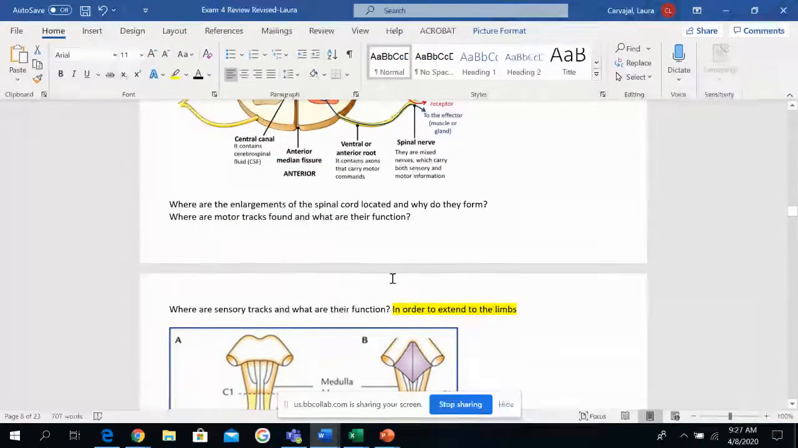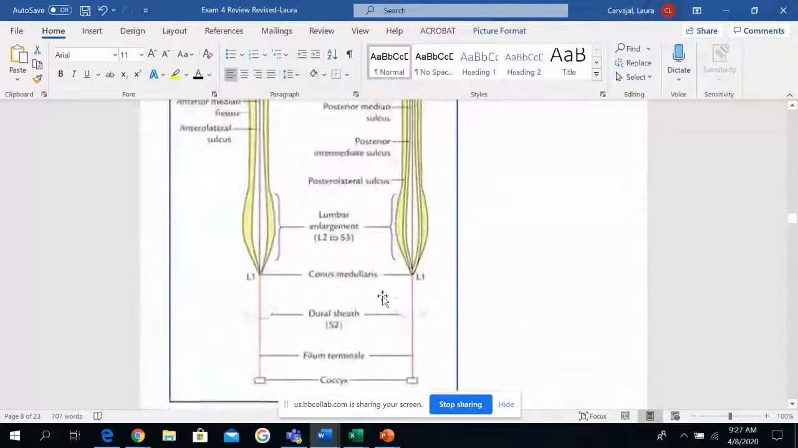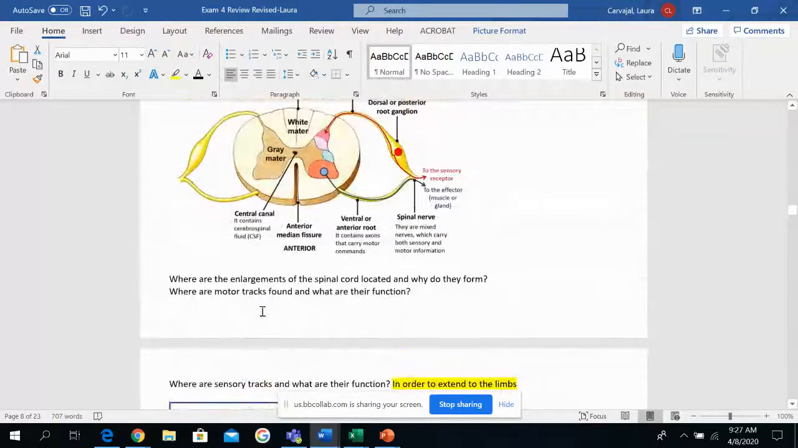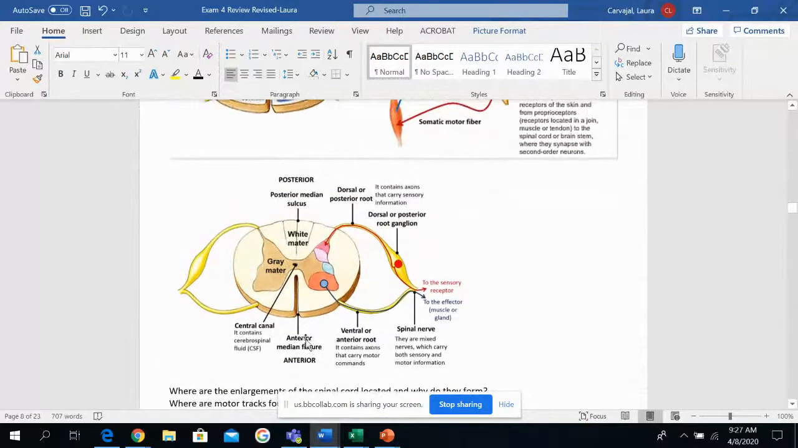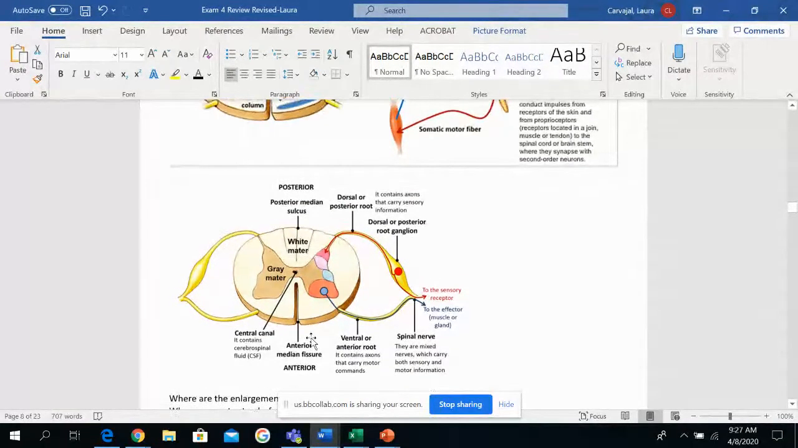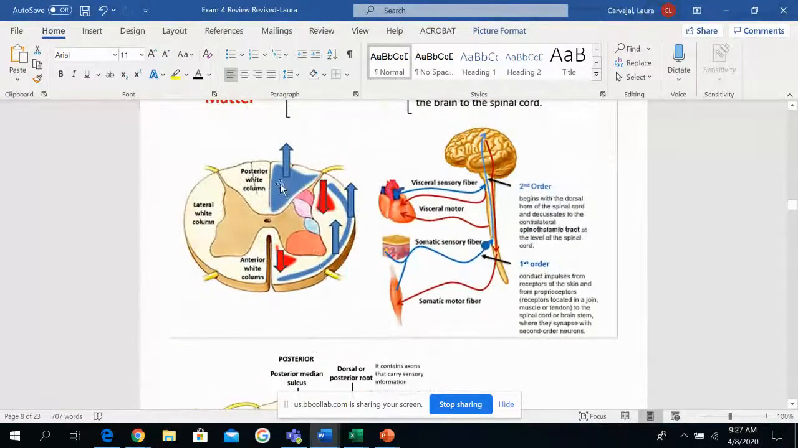Where are motor tracts found and what are their function? Where are sensory tracts found and what are their function? Okay, so that goes back to the tracts. The tracts again are a grouping of nerves that originate and end in the same place. So these could be tracts and these could be tracts.